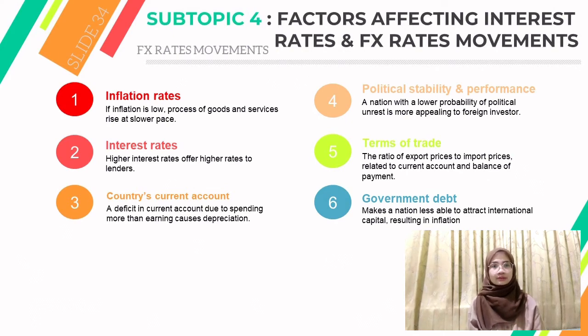Next, terms of trade. If a country's export price increases more than its import price, its terms of trade improve. This leads to increased sales, which leads to increased demand for the country's currency and a rise in its value. And last but not least, government debt. Foreign investors will sell their bonds in the open market if the market predicts government debt within a certain country. As a result, a decrease in the value of its exchange rate will follow.